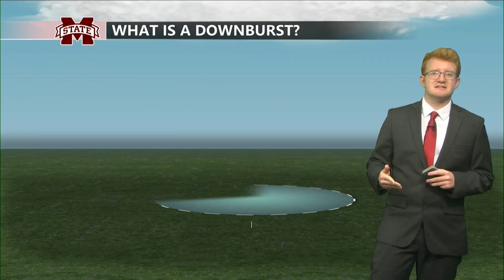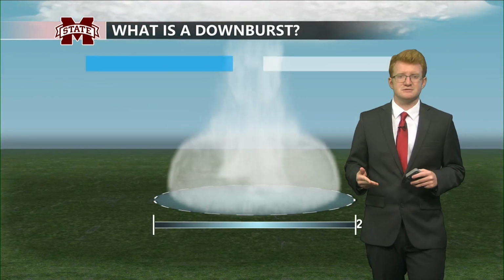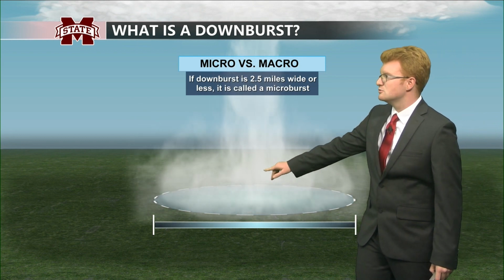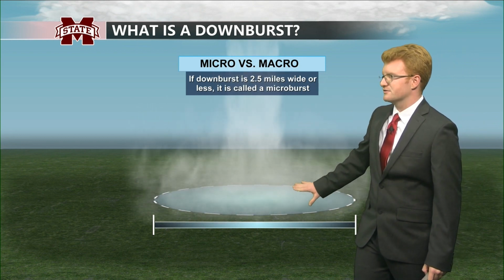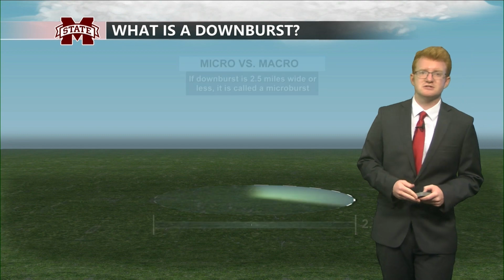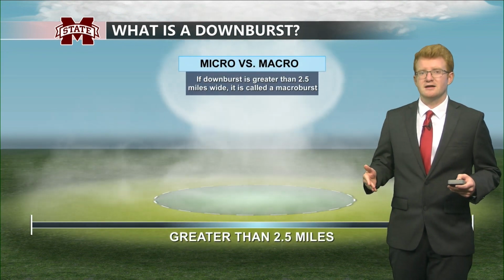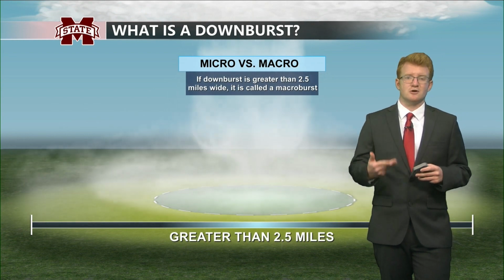Now, there are two classes of downbursts as well, where one can be a microburst, which is just a downburst that occurs within a 2.5 mile wide radius on the surface, or a macroburst, which is a downburst that occurs greater than 2.5 miles wide, which is associated with stronger thunderstorms.